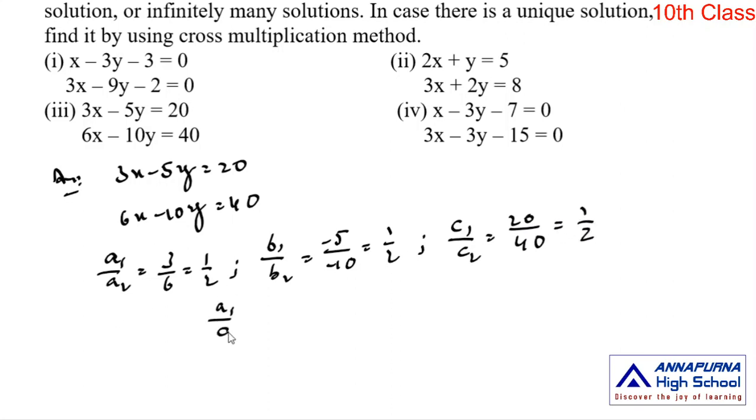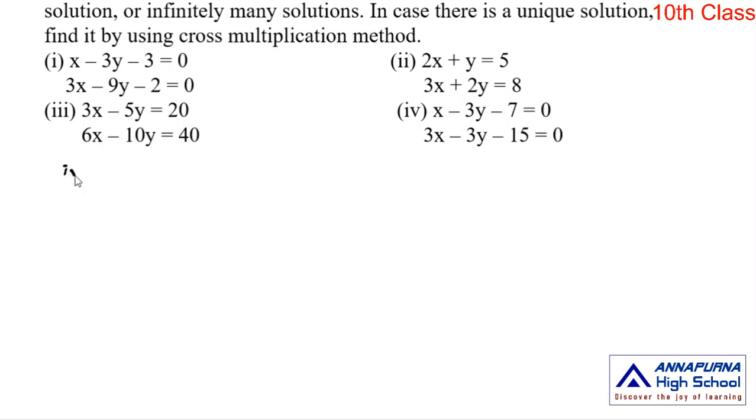So by comparing the ratios, A1 by A2 is equal to B1 by B2 is equal to C1 by C2. That means the graphical representation is coincident lines and these two equations have infinitely many common solutions. This pair of linear equations has infinitely many common solutions. Okay, here we are not presenting that, leave it. Let's come to the fourth pair.